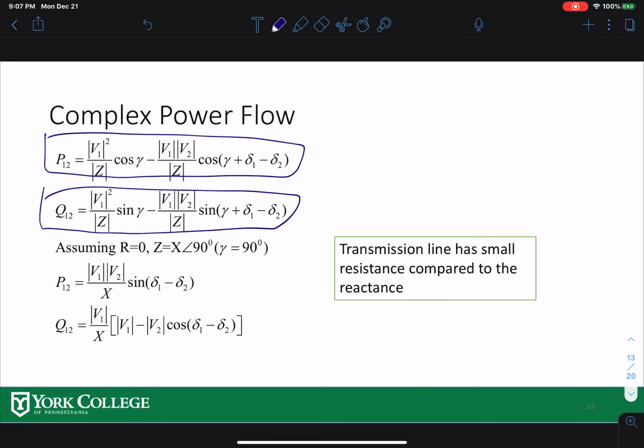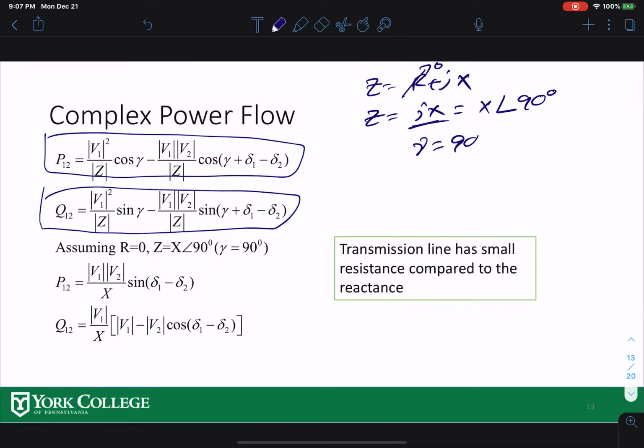Let's talk about a line that is lossless. That means your Z over here is jX, right? For a lossless line, your R should be 0. Then Z becomes jX. That means there is no real part, so the angle is 90 degrees. This angle over here, gamma we're talking about, becomes 90 degrees now.